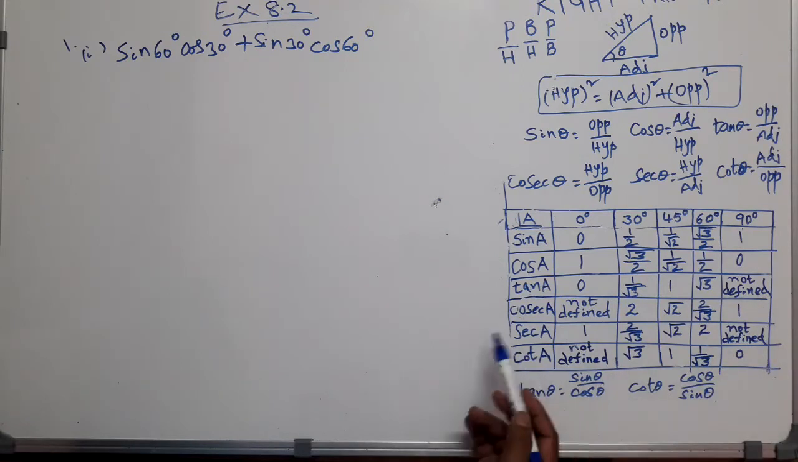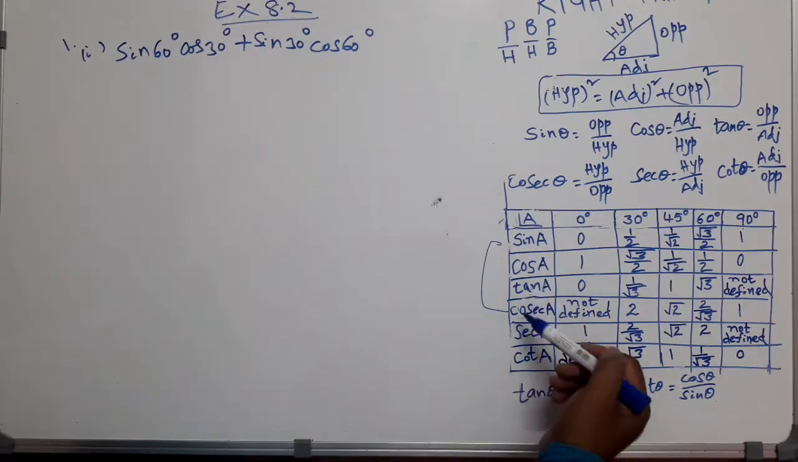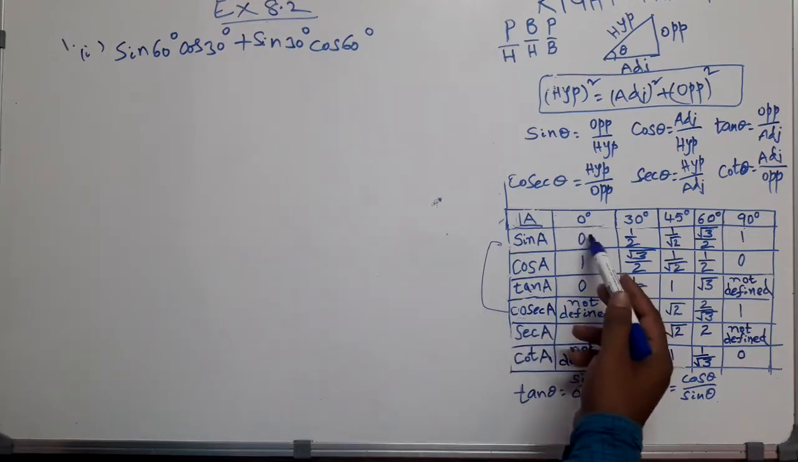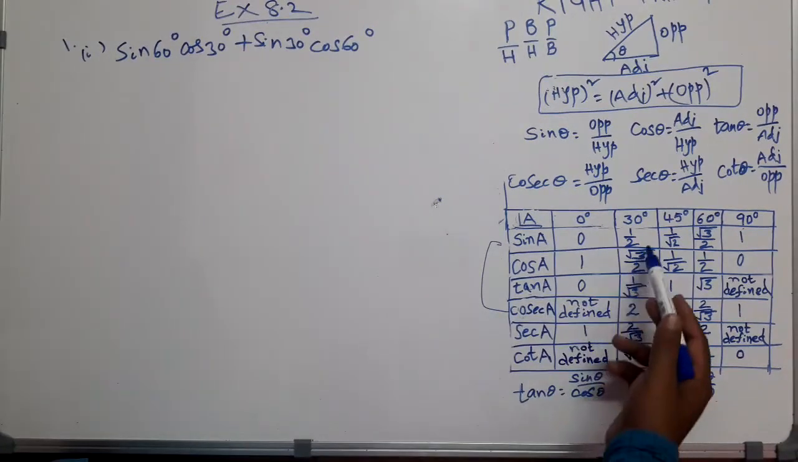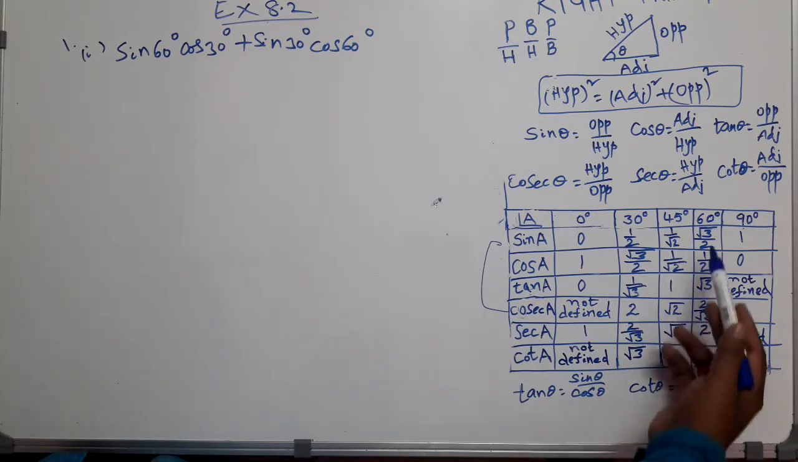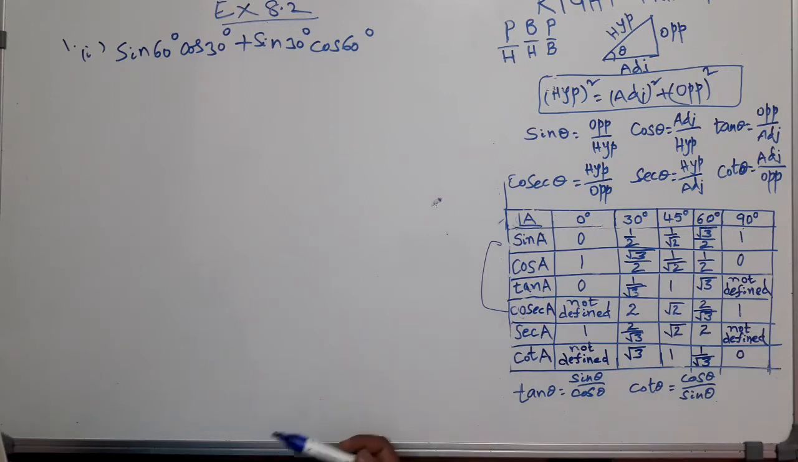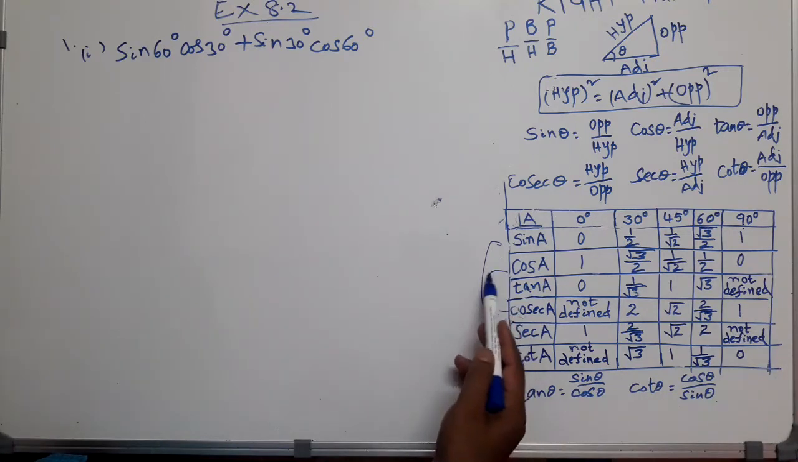In the same way, how about cosecant here? Cosecant is the reciprocal of sine, we know, right? So 1 by sine is cosecant. So 1 by 0, not defined. 1 by 1 by 2, 2. 1 by 1 by root 2, root 2. 1 by root 3 by 2, 2 by root 3. 1 by 1, 1. In the same way, secant A is the reciprocal of cos.